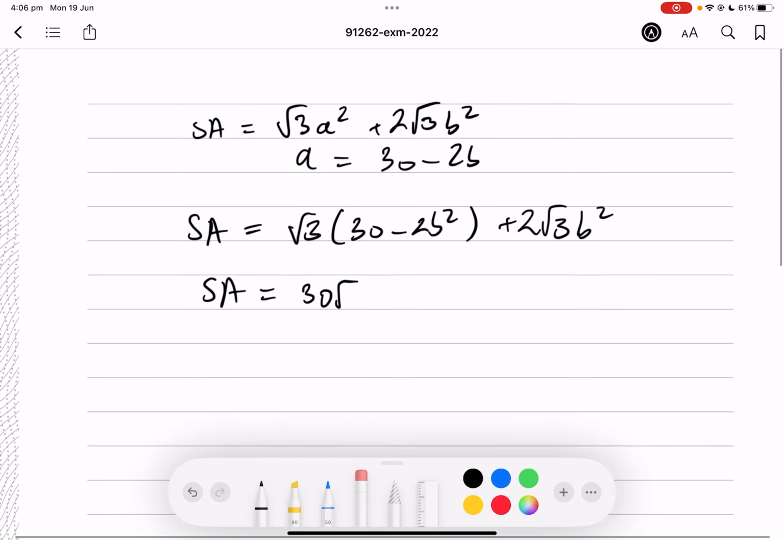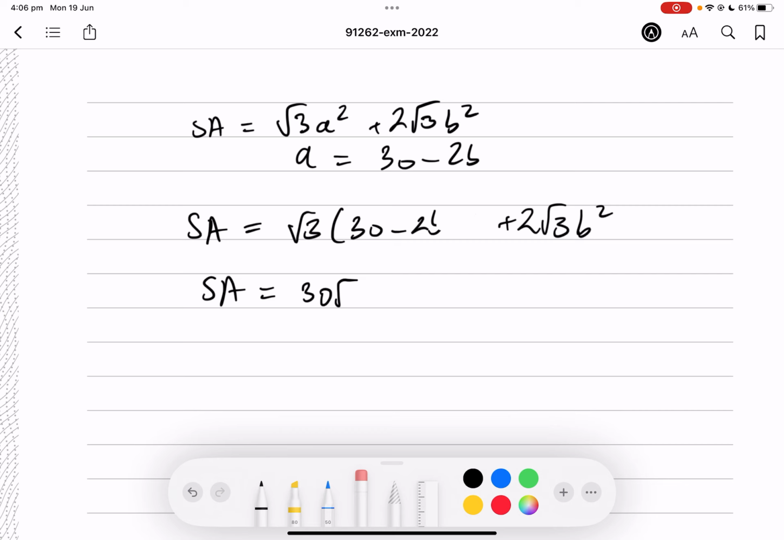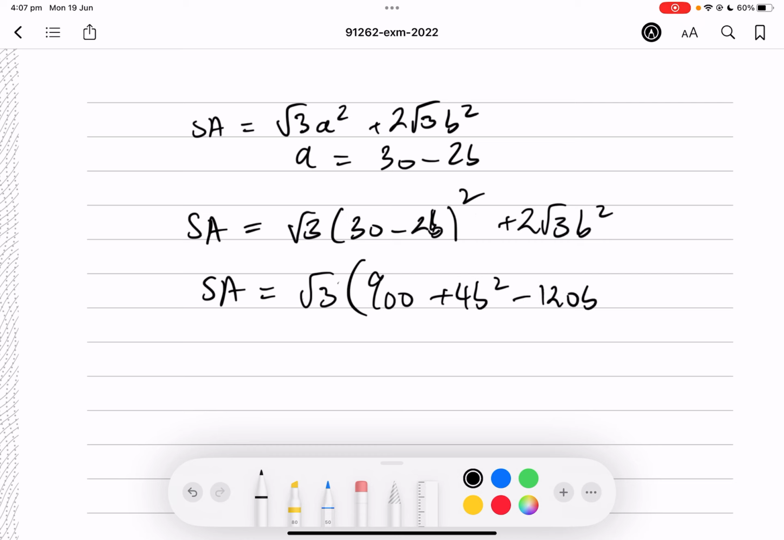Did something silly. Sorry about that. Okay, let's try that again. So we have root 3 times (30 times 30 is 900, plus 4b squared, and negative 2b times 30 is negative 60b, times 2 is negative 120b), plus 2 root 3 b squared.